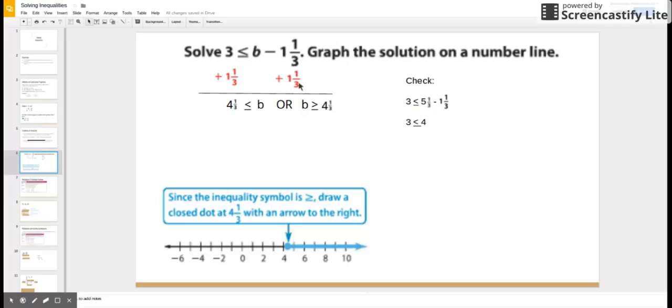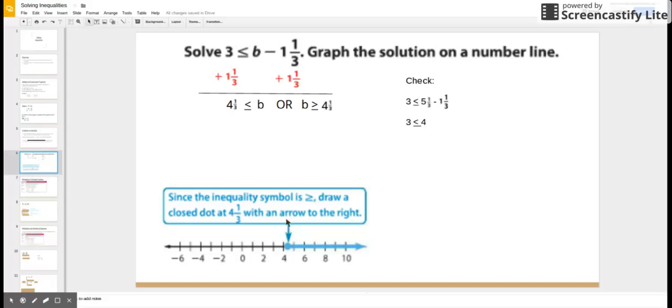We have to undo that, so we're going to add 1 and 1/3 on both sides. On the left, we're left with 4 and 1/3 is less than or equal to b, or you could say b is greater than or equal to 4 and 1/3. These two are the same. I would prefer to read it like this, just so that the arrow would match the inequality symbol. That makes things a little bit easier, but it's up to you however you want to do it.